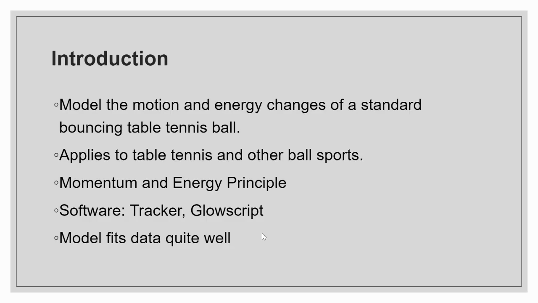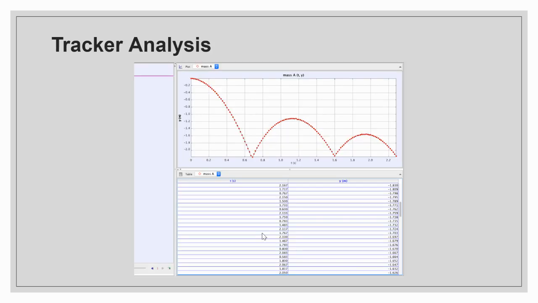The purpose of this lab was to model the motion and energy changes of a bouncing ping pong ball to observe the effects of thermal energy releases during a ball's bounce. The concepts in the lab applied to almost every sport involving a small ball that bounces, including table tennis, tennis, squash, etc. The two principles used to analyze this phenomenon were the momentum and energy principles. A computational model was created using iterative calculations from GlowScript's VPython software. In the end, it was found that the model fit the observed data quite well.